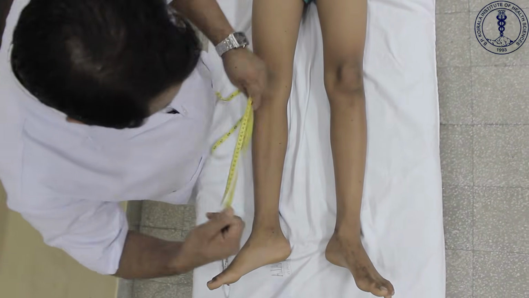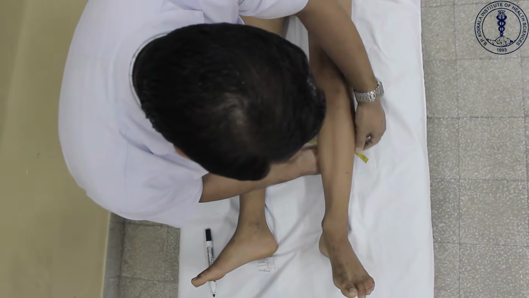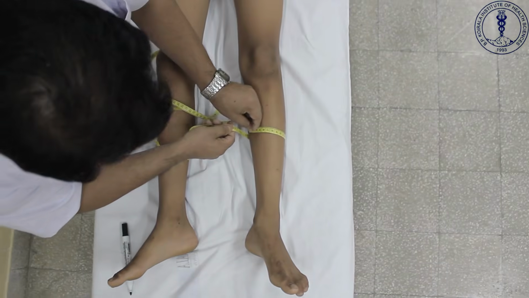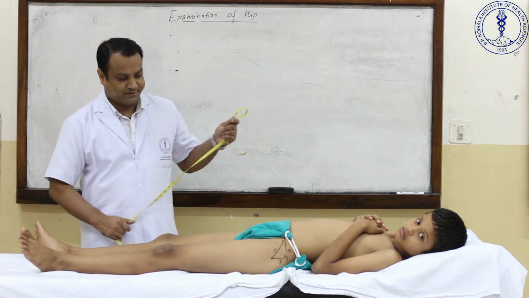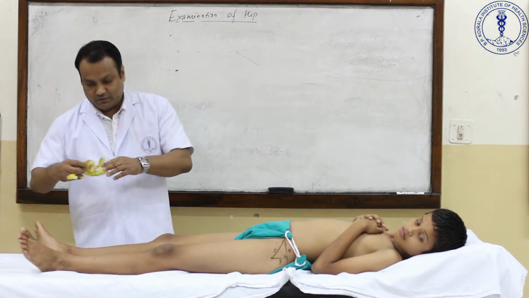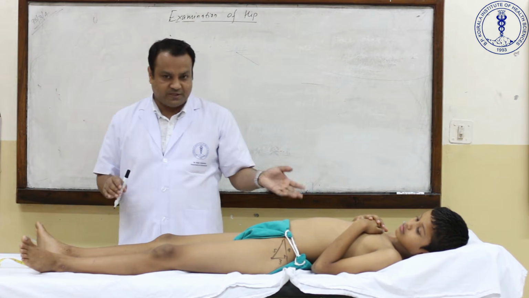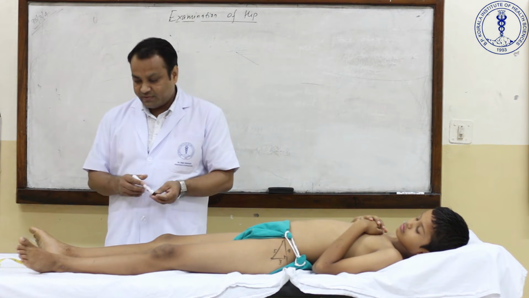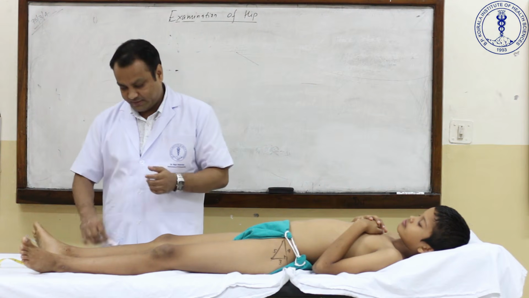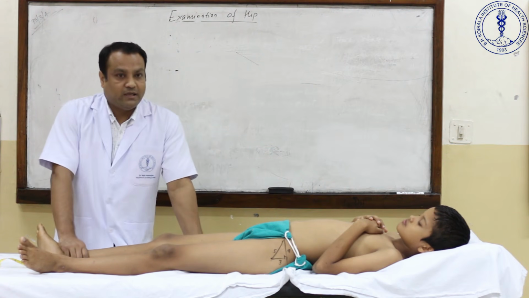It is 25 here. So this it is 25. So both the calf circumference are equal and thigh circumference are equal. Okay. So this finishes the inspection, palpation, movement, and the measurement. After that, we have some special tests. Foremost of the special tests is telescopy.